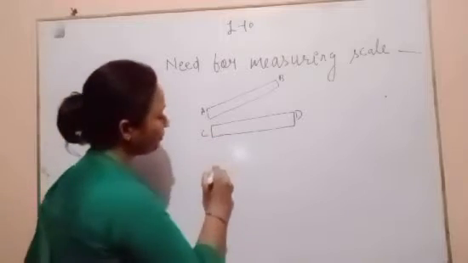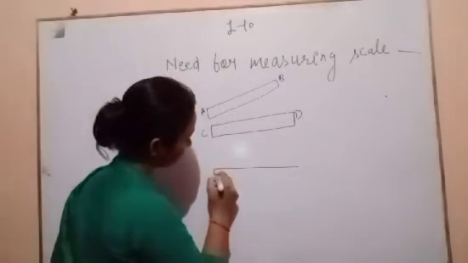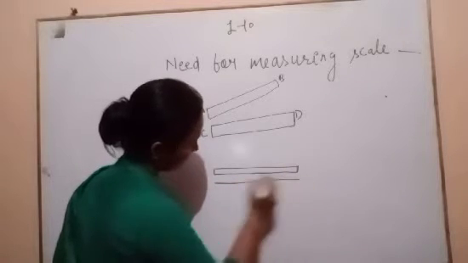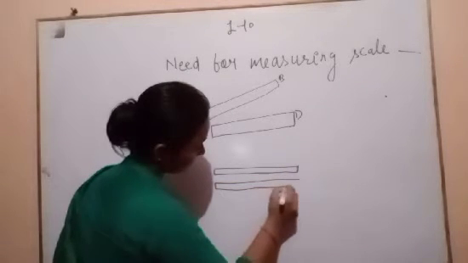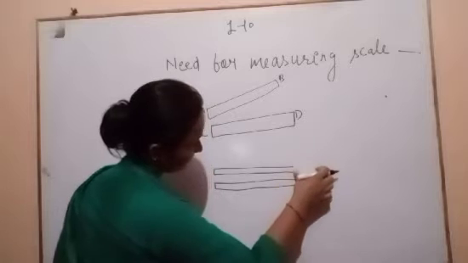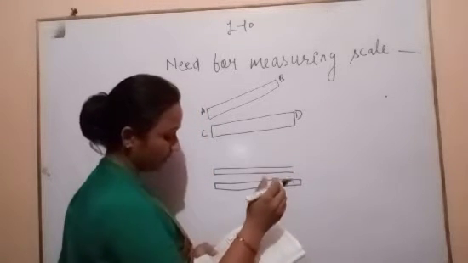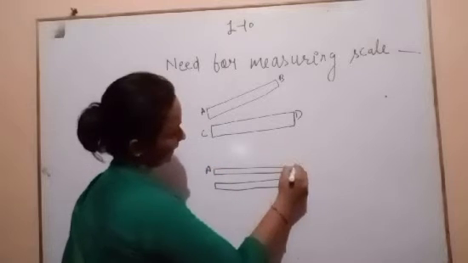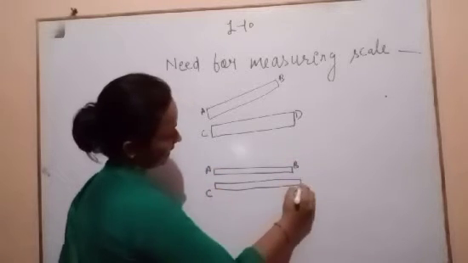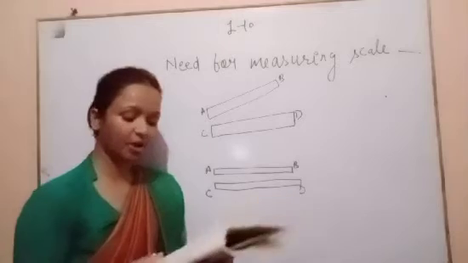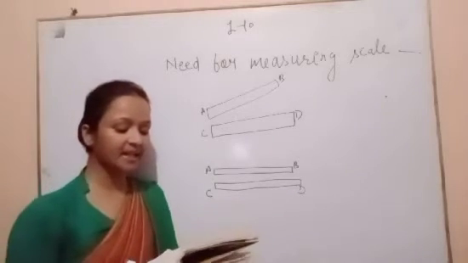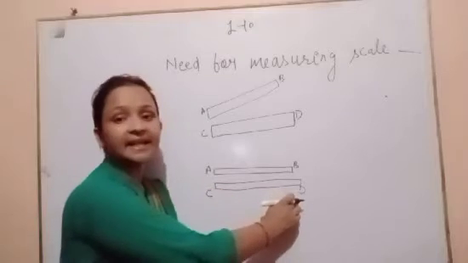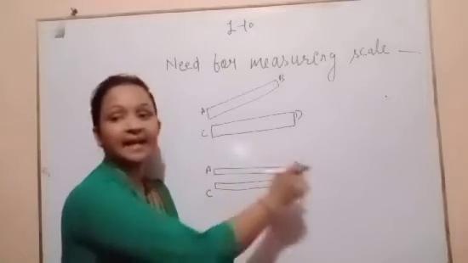And when we put both the rods like this, you will see that rod AB is shorter than rod CD, or you can say that rod CD is longer than AB.